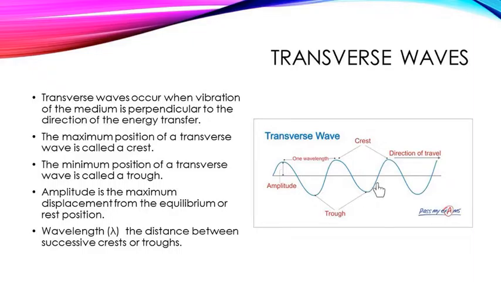The wavelength, or lambda, is the distance between successive crests or troughs. So one wavelength will go from the top of one crest to the very top of the next, or the bottom of one trough to the very bottom of the next. You can also say one wavelength could go from where it meets its resting place to the next resting place. That would also be one wavelength.